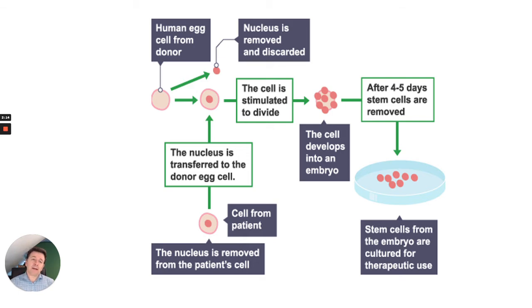and they've discovered a new way of using adult cells and adult stem cells and making them behave in a way like an embryonic stem cell. So what you can see here is a human egg cell. It's not an embryo, it's a human egg cell. What they do is they remove the nucleus, and then they take the nucleus from a patient cell and transfer it into the egg cell, and they stimulate the cell to divide, and then the cell develops itself into an embryo. And then after 4 or 5 days, you can remove those stem cells. They culture them, that means they grow lots of them, and then they could be injected back into the adult patient to try and cure a specific condition.